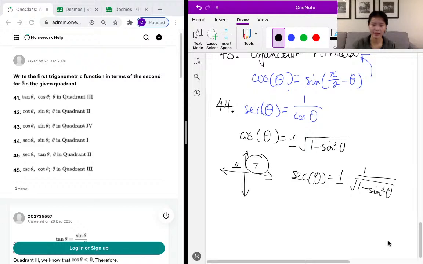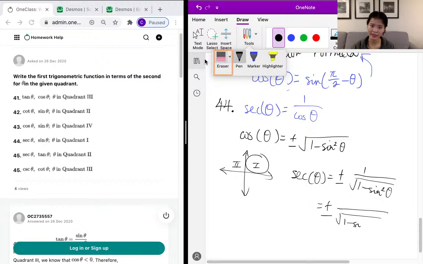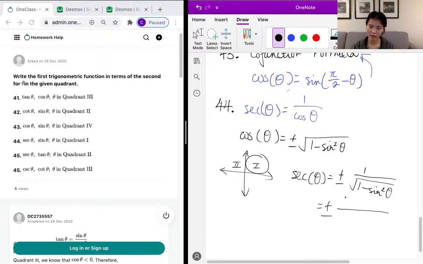So this is our secant of theta in terms of sine squared theta for problem number 44. You can also do a simplification, because technically having radicals on the bottom of a fraction is not in simplest form. In order to do that, let's multiply the square root of 1 minus sine squared theta to both the bottom and the top of our fraction.